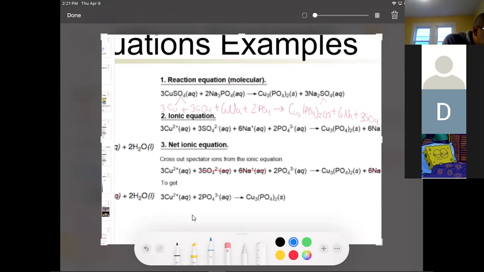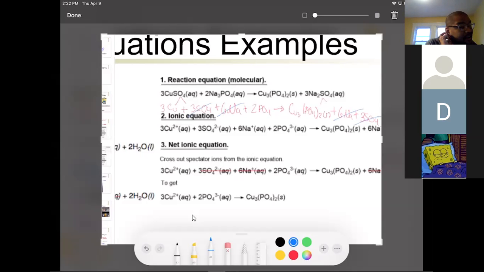Now, once again, the ones that are on the left-hand side are going to cancel out with the right-hand side. So my 3 SO4 is going to cancel. My Na is going to cancel. And what that leaves behind is a 3Cu plus 2PO4. And the cool thing about the net ionic equations, if you did it correctly, balanced and everything, you don't have to balance it again at the end. The reason why I like it is because at the end, it's basically all done. You just bring everything down.